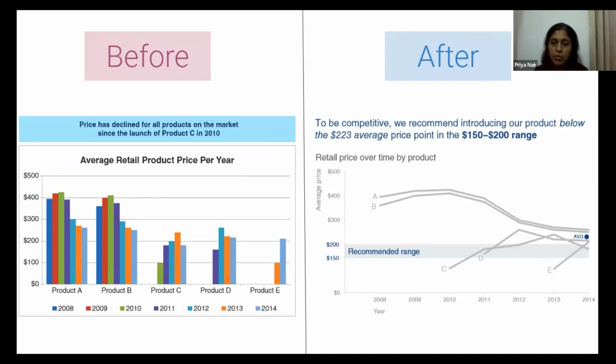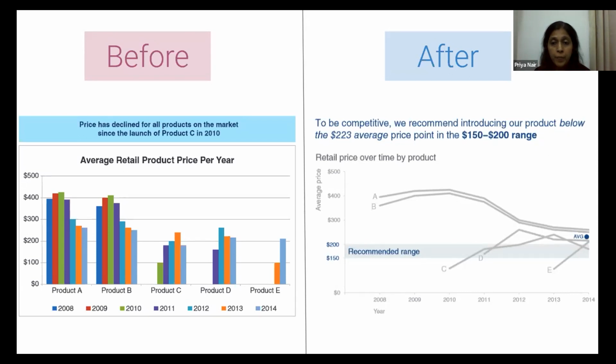He can see A is moving, there's a downward trend after an initial increase. All the product prices are converging in 2014, right? It is very straightforward, and it is easily understood also.